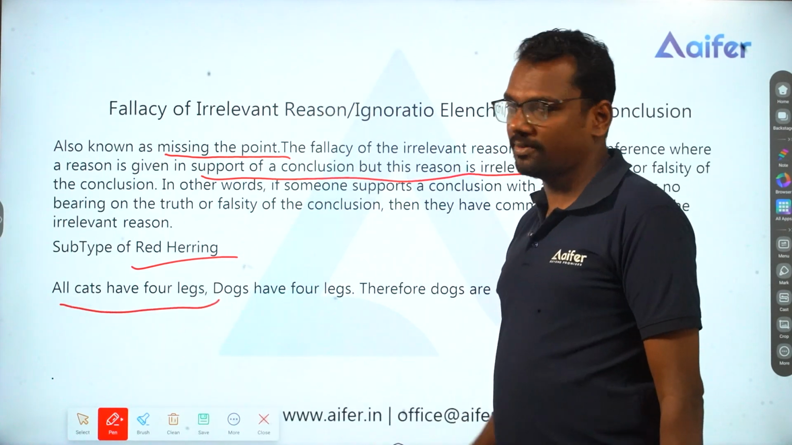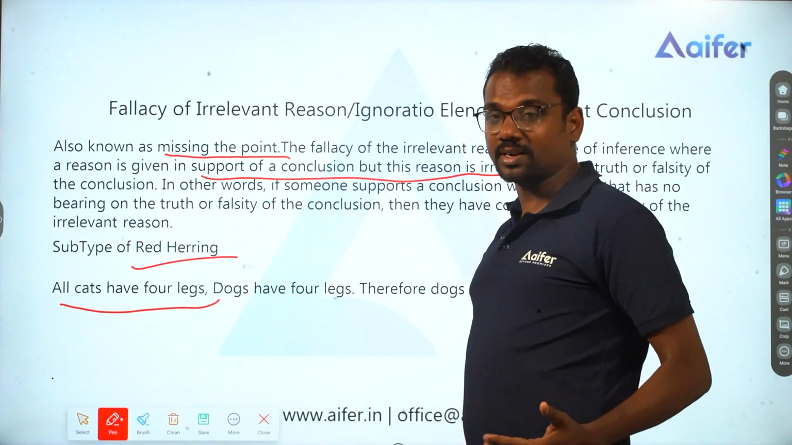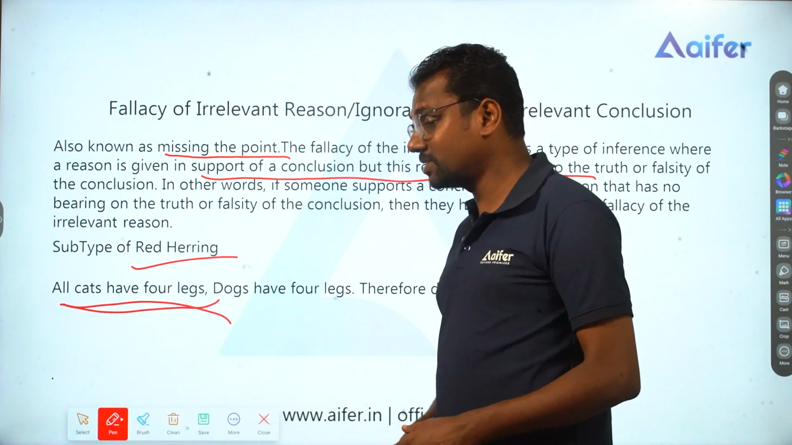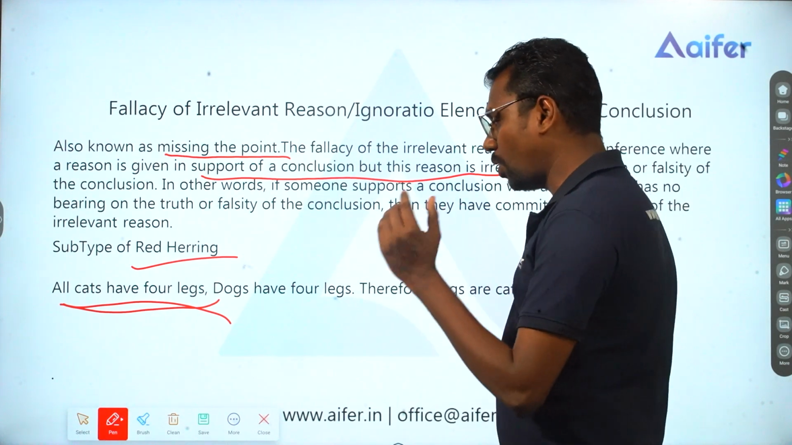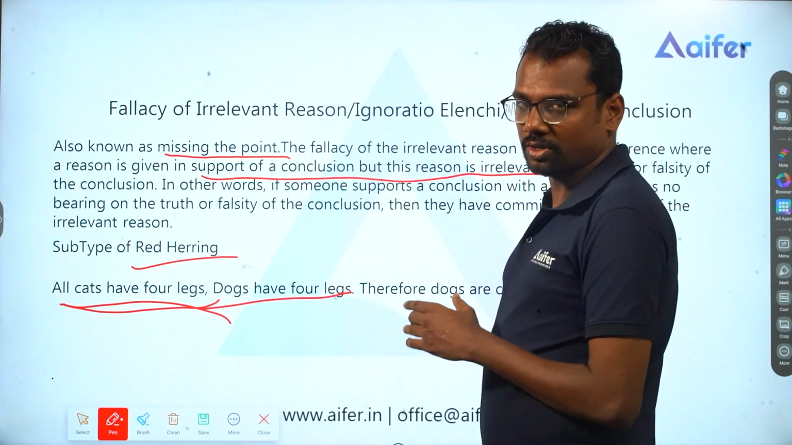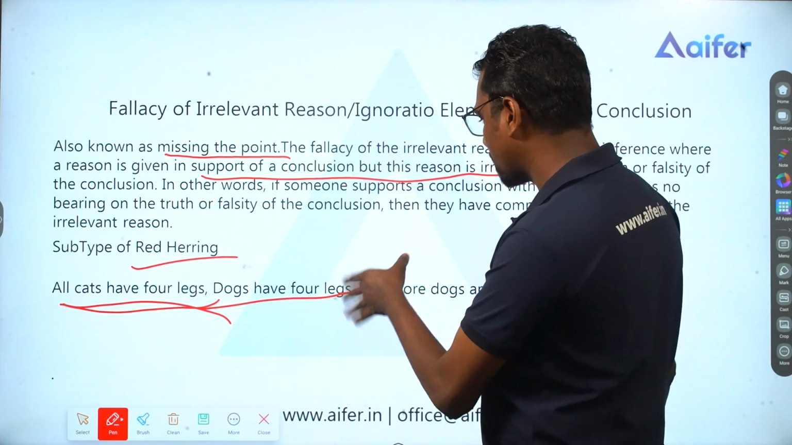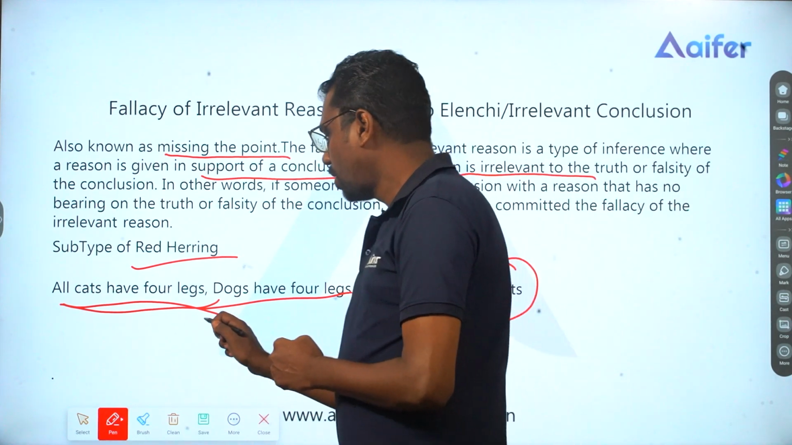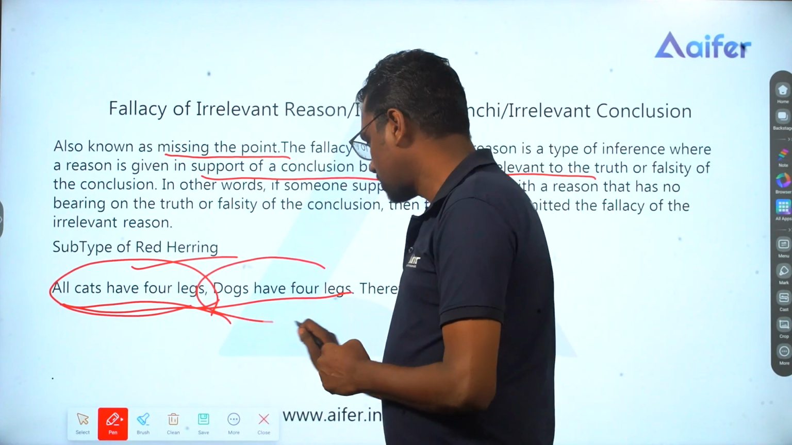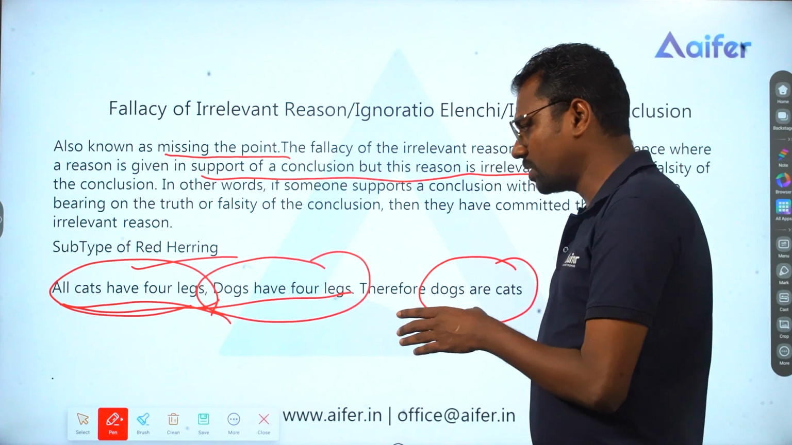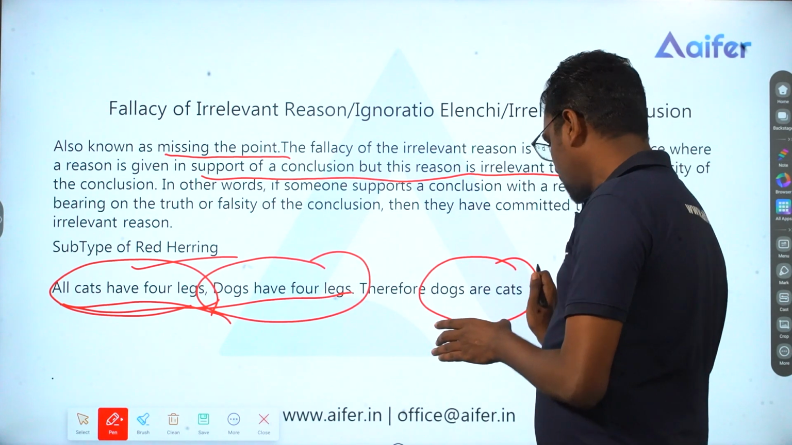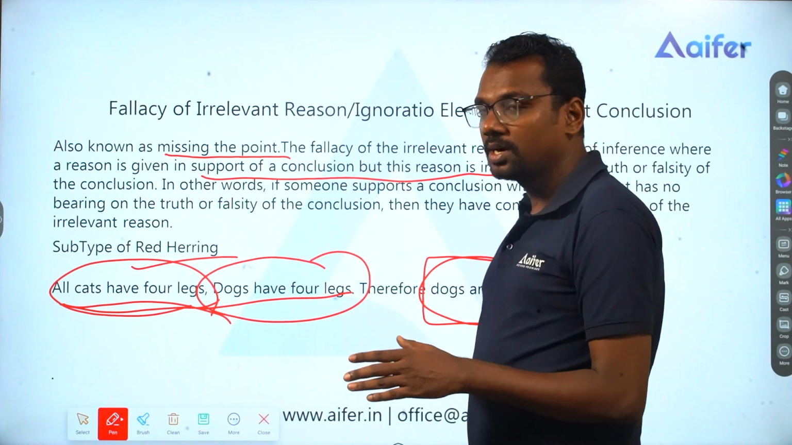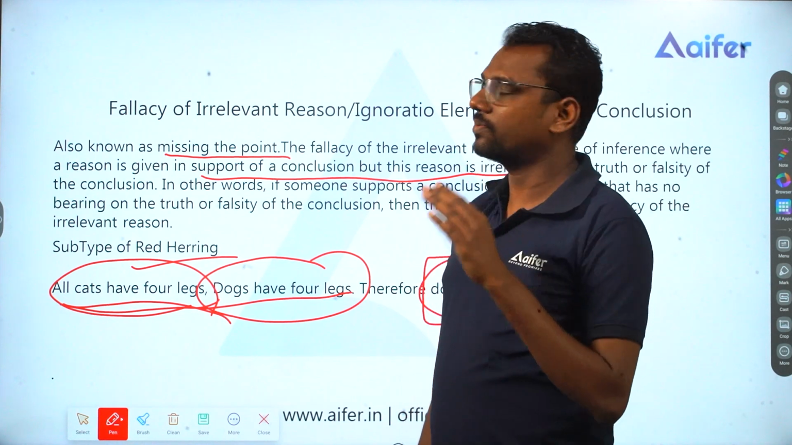So we have: all cats have 4 legs. This is a statement where we have an irrelevant reason, whereas in the last case we had an unimportant reason. You can see the example: all cats have 4 legs, dogs have 4 legs, therefore dogs are cats.